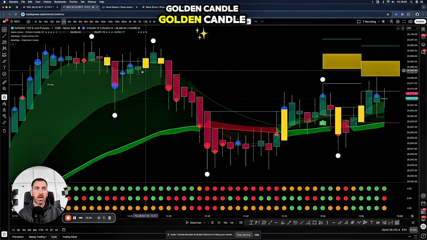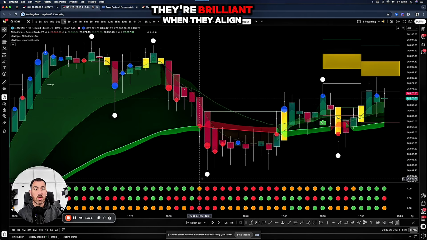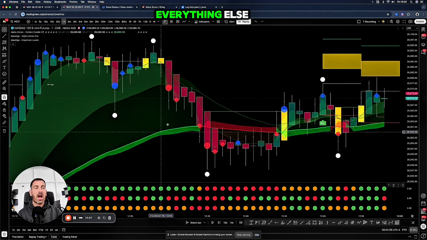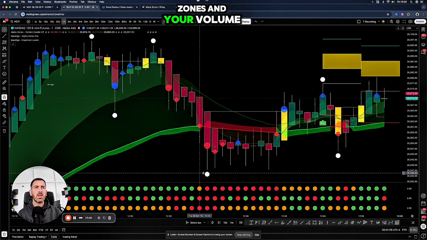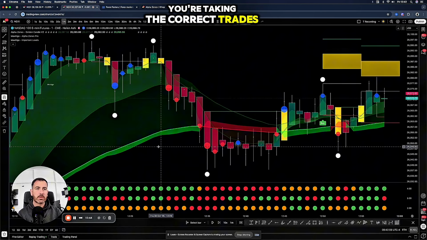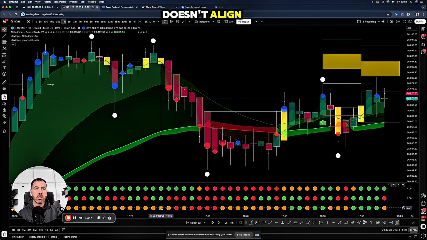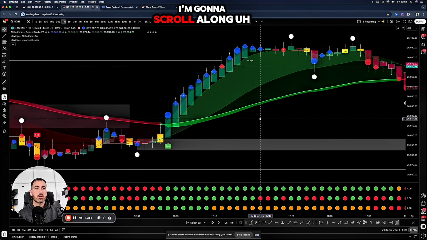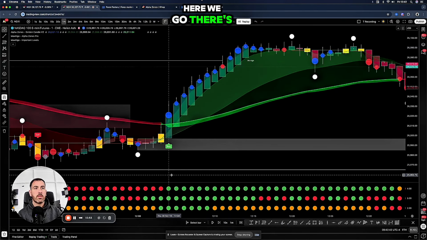I mean, we've got golden candle, golden candle, golden candle. They're brilliant when they align. And these traffic lights and everything else, zones and your volume, are there to stack your confluences to make sure that you're taking the correct trades. So no, golden candle doesn't align. I'm waiting for my next alignment here. So I'm going to scroll along. Here we go. There's my next one.